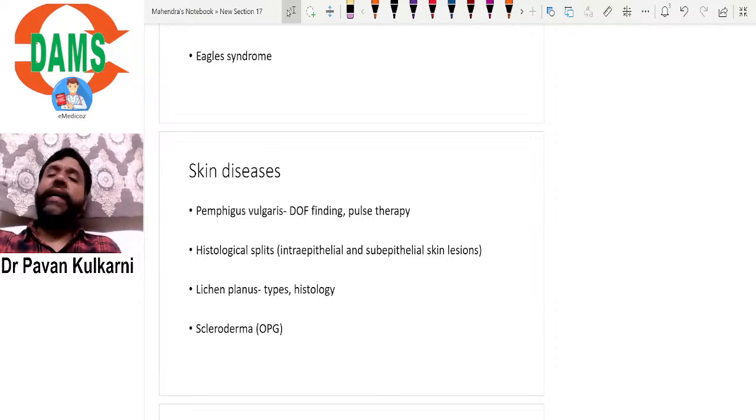What is DIF? It's not DOF, DIF. Direct immunofluorescence finding that you see in case of pemphigus vulgaris. We know that these vesiculobullous lesions have to be diagnosed by DIF, direct immunofluorescence. So in pemphigus vulgaris, we see something called chicken wire or fishnet appearance. What is pulse therapy? Pulse therapy is where we give high dosage of certain drugs in an intermittent way. That you give in case of pemphigus.